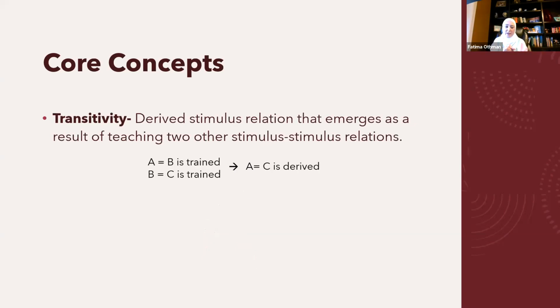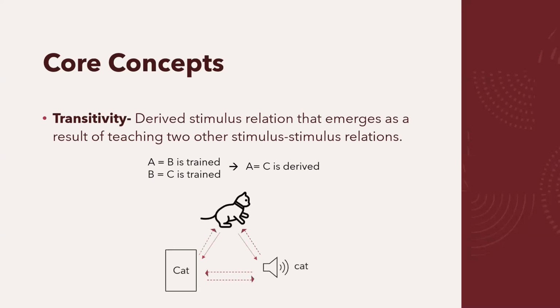And finally, transitivity. So this is probably the test that's really going to show that stimulus equivalence has happened and that you really have formed an equivalence class. This emerges as a result of teaching two of the stimulus-stimulus relations. So in the cat example, from those relations that I taught you, you're going to be able to create a brand new stimulus-stimulus relation. So I taught you A equals B, and I taught you B equals C. You were able then to show me that A equals C without me ever having to teach you that.